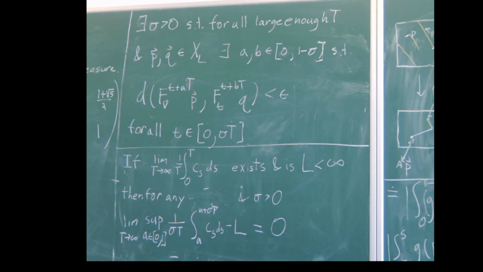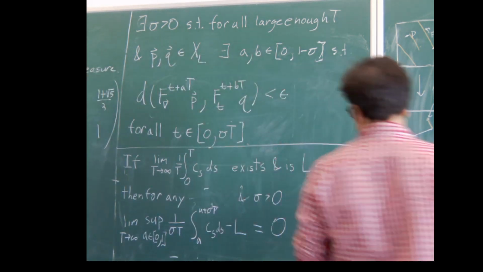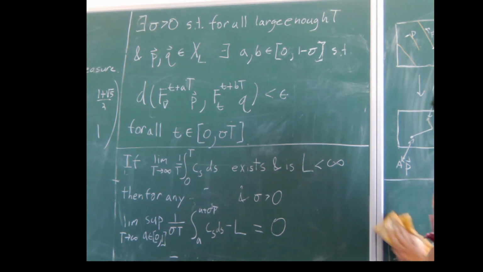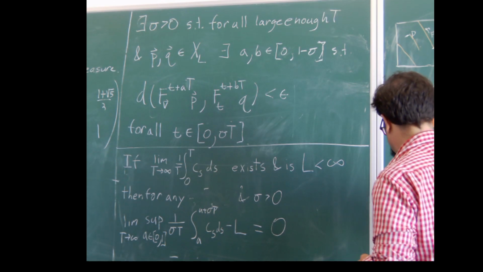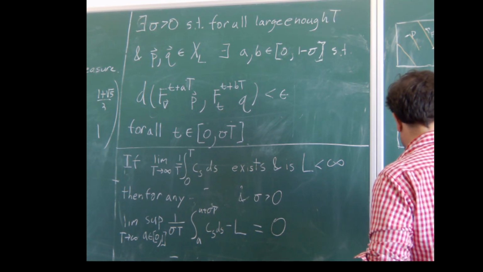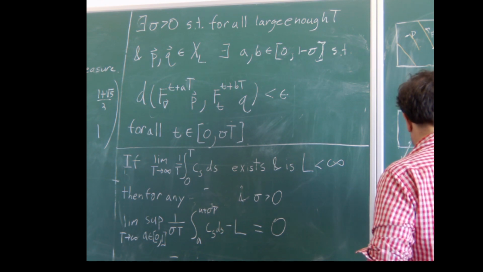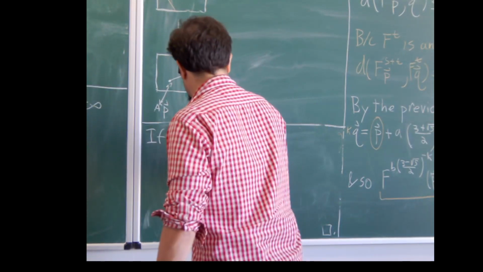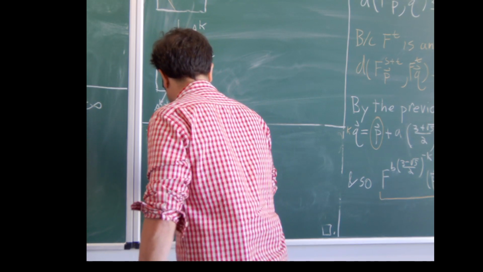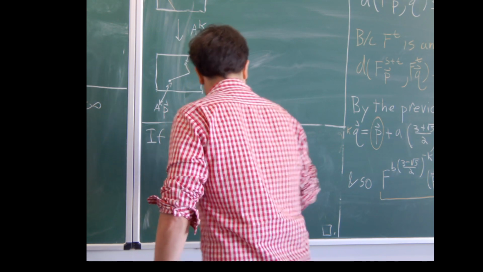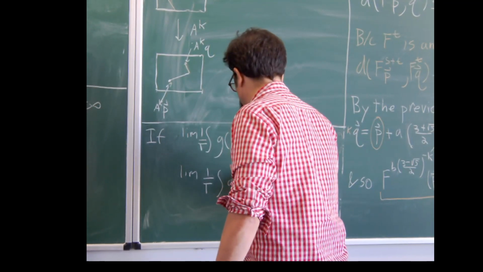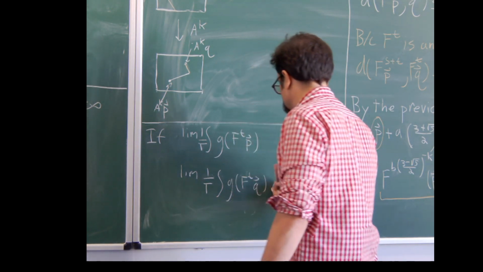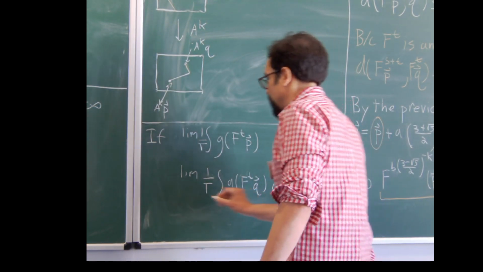Okay, so at this stage, in the last 1 minute of my talk, how does the argument run? The argument runs as follows. You prove the following thing, that if the limit of the integral of g of f to the t of p 1 over t, and the limit of 1 over t of the integral of g of f to the t of q exist, they have to be the same numbers.